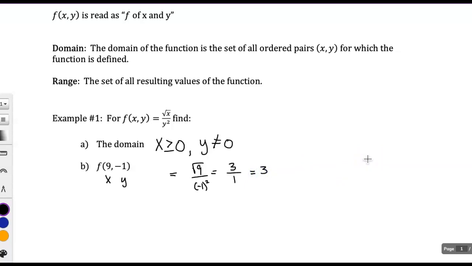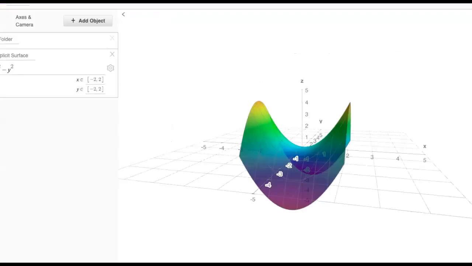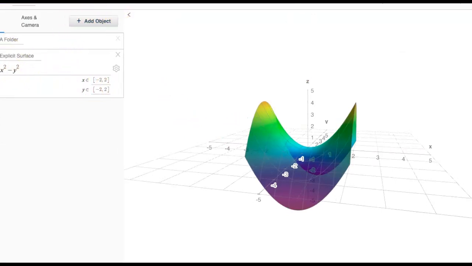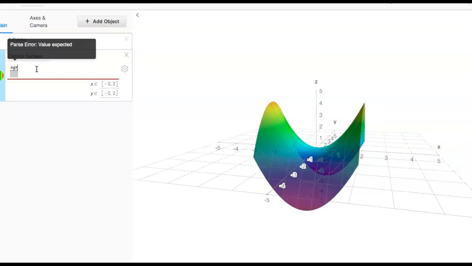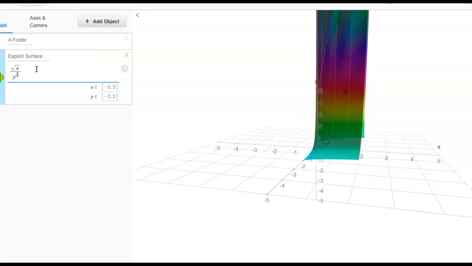There are several 3D graphers out there on the internet. Desmos has one, but I'm not sure its output is totally accurate because it's still in beta mode. So I found another 3D grapher that I was using in class today, and I'm going to use this one. We'll come back to this graph a little bit later on. Let me move this over a little bit. I'm going to put in the function I was just talking about: the square root of x on top, and y squared on the bottom.